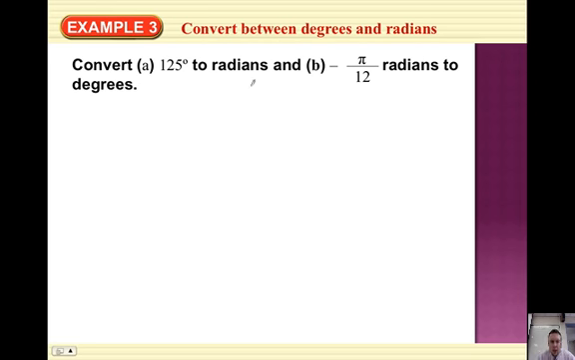Our example 3 is converting. Convert degrees and radians. There's two ways to measure angles. One, you know, mostly is degrees. The other way we call them radians. Kind of like degrees Celsius, degrees Fahrenheit. Some people like Fahrenheit, some people like Celsius. Kind of the same idea here. Most of us like degrees, but it can also be measured in radians, but it's the same thing.